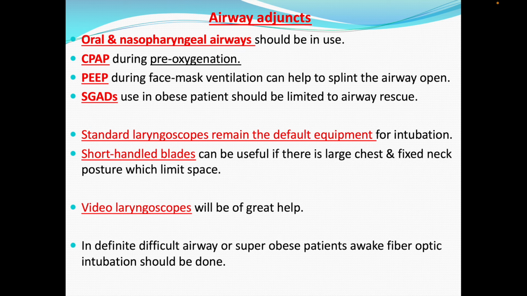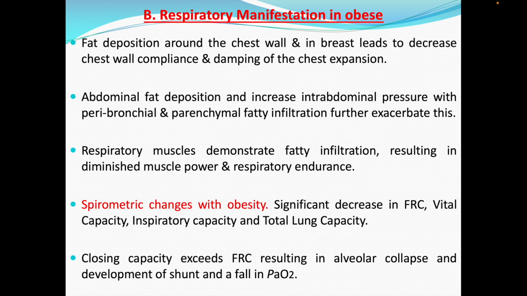Standard laryngoscope remains the default equipment for intubation. Short handle blades can be useful if there is a large chest or fixed neck posture which limits space. Video laryngoscopes are of great help. In definite difficult airway, when you know this is difficult, we should use fiber optic intubation. In awake intubation, we should not go for paralysis.